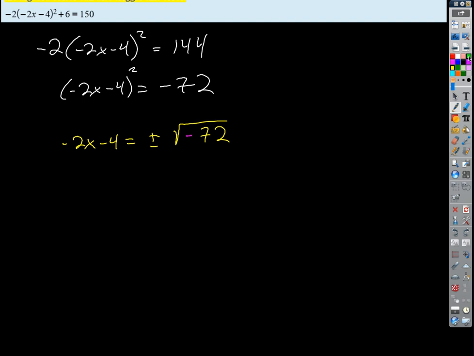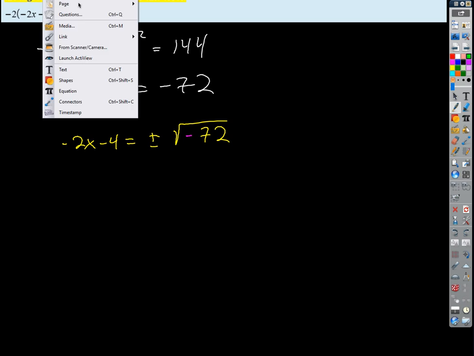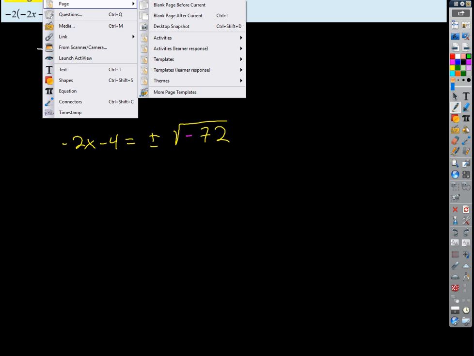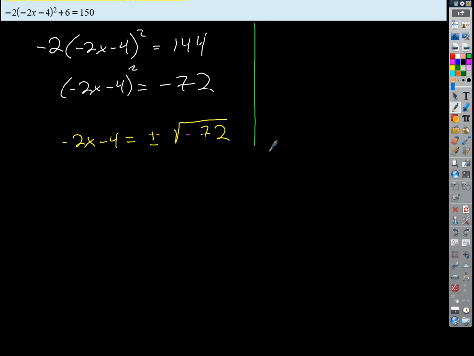In order to deal with that, we have to think about what the square root of a negative number might look like. We could do a couple things. We have some properties of radicals.